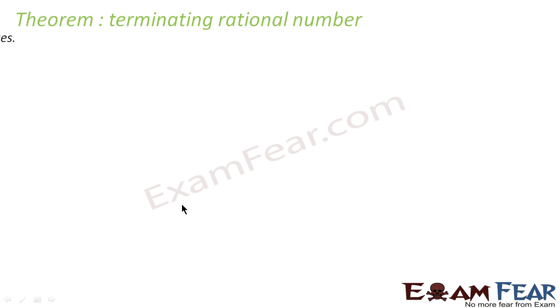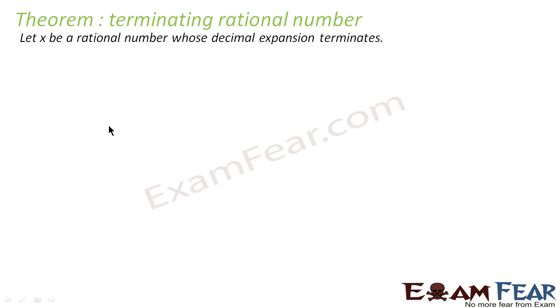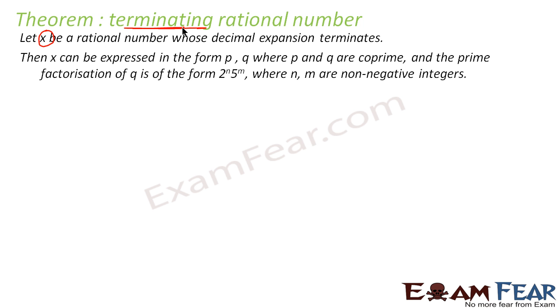For a terminating decimal, let x be a rational number whose decimal expansion terminates. Then x can be expressed in the form P by Q, where P and Q are co-prime. Obviously, when you write it in P by Q form with P and Q co-prime, then if you do the prime factorization of Q, it will be of the form 2 to the power n, 5 to the power m, where m and n are obviously non-negative.